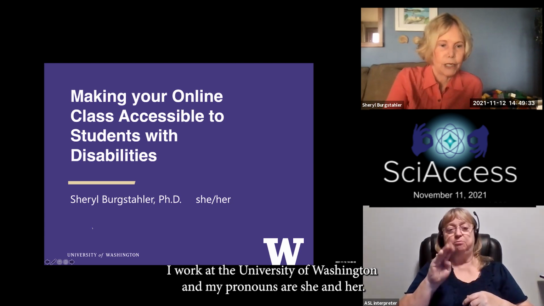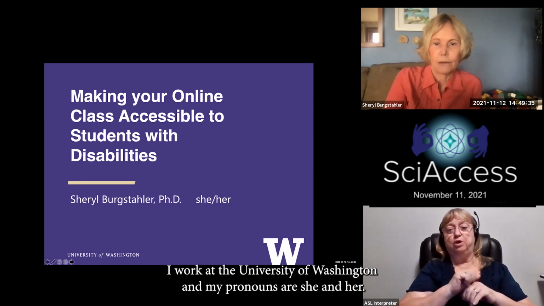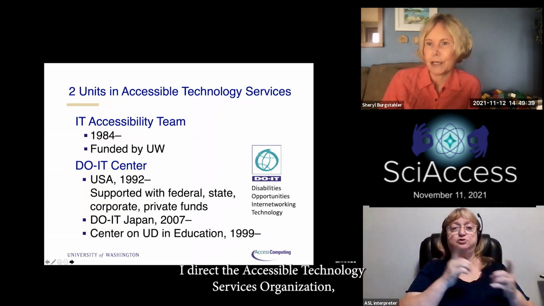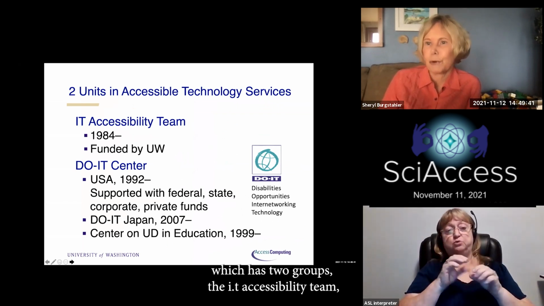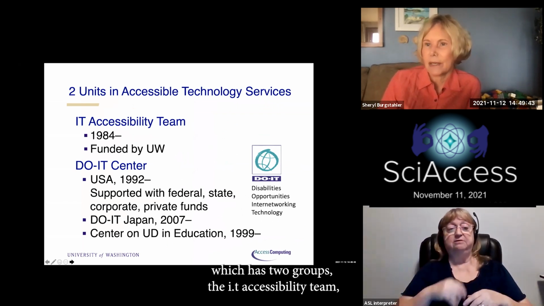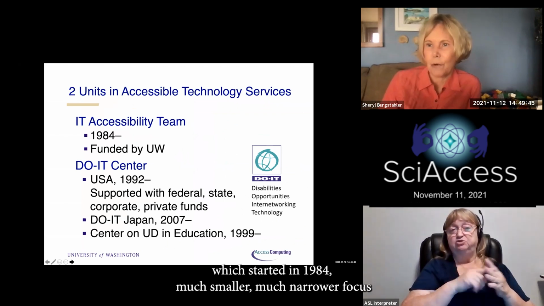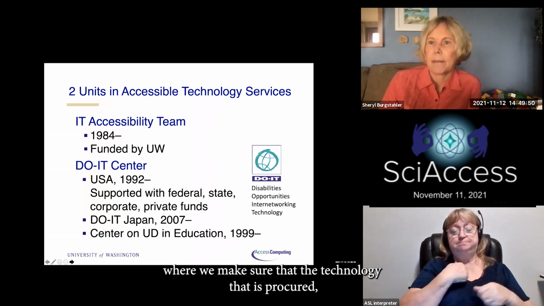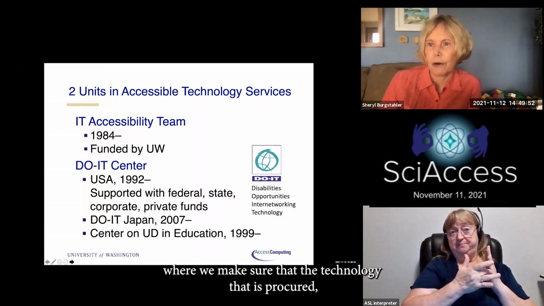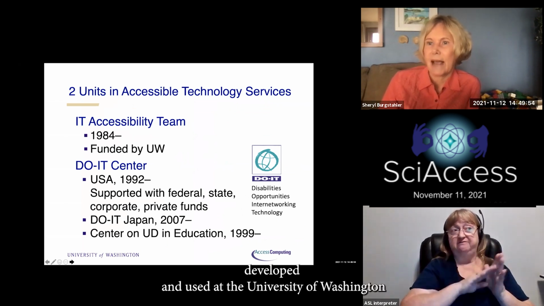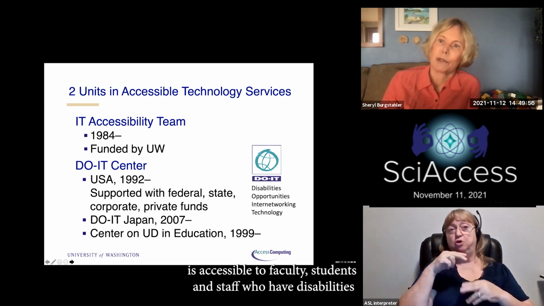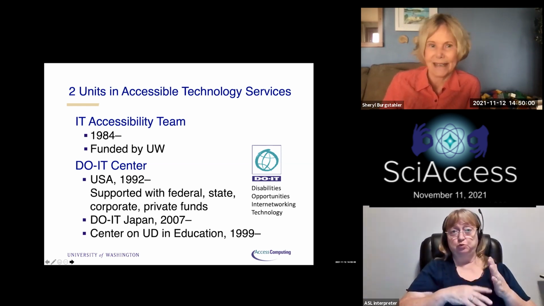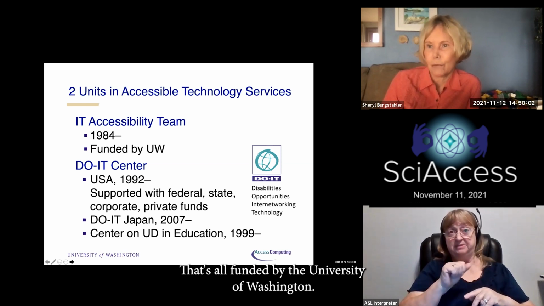I work at the University of Washington, and my pronouns are she and her. I direct the Accessible Technology Services Organization, which has two groups. The IT Accessibility Team, which started in 1984, much smaller, much narrower focus, where we make sure that the technology that is procured, developed, and used at the University of Washington is accessible to faculty, students, and staff who have disabilities and everybody else. That's all funded by the University of Washington.